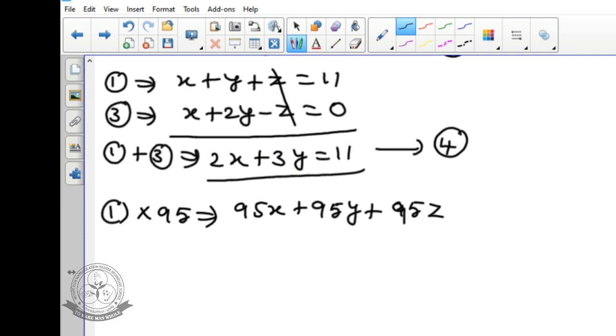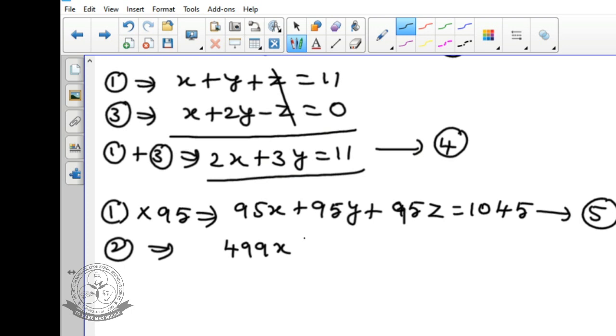95x plus 95y plus 95z is equal to 1045. Equation 1 is multiplied by 95, so we are getting 95x plus 95y plus 95z equal to 1045. This is our another new equation, so you have to give equation number 5. Next we have to take the second equation. What is our second equation?